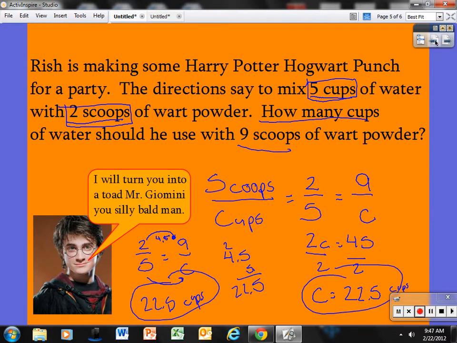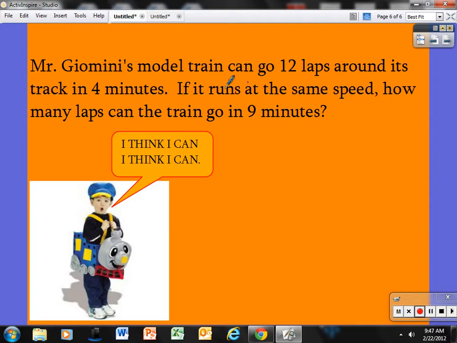If I take a look at another one here, Mr. Giomini's model train can go 12 laps around its track in 4 minutes. If it runs the same speed, how many laps can the train go in 9 minutes? Alright, so go back to see what I'm comparing here. The train can go 12 laps around its track in 4 minutes.